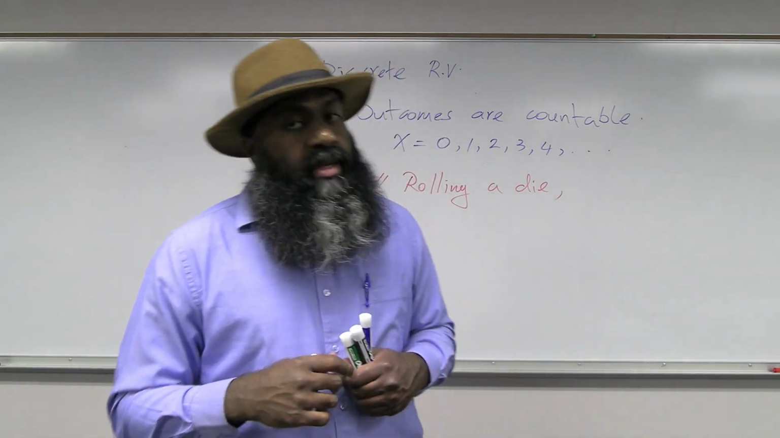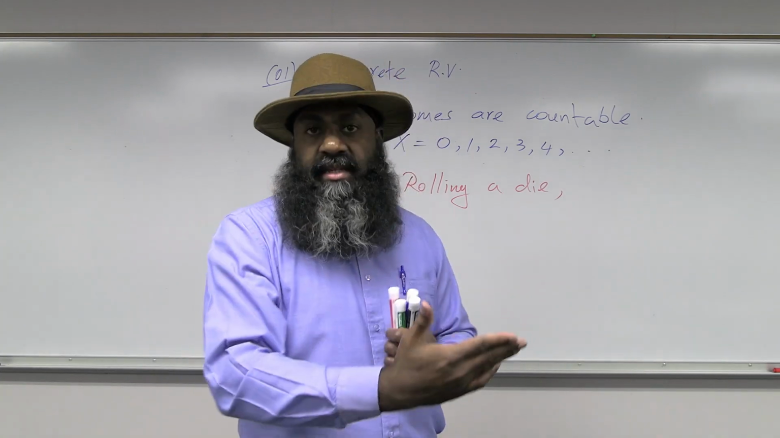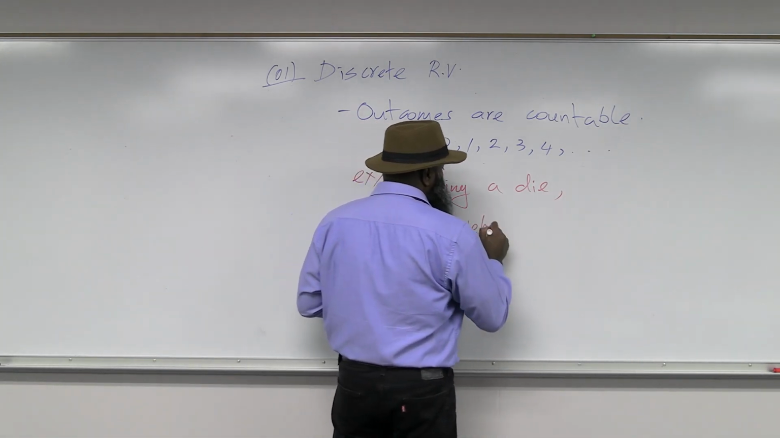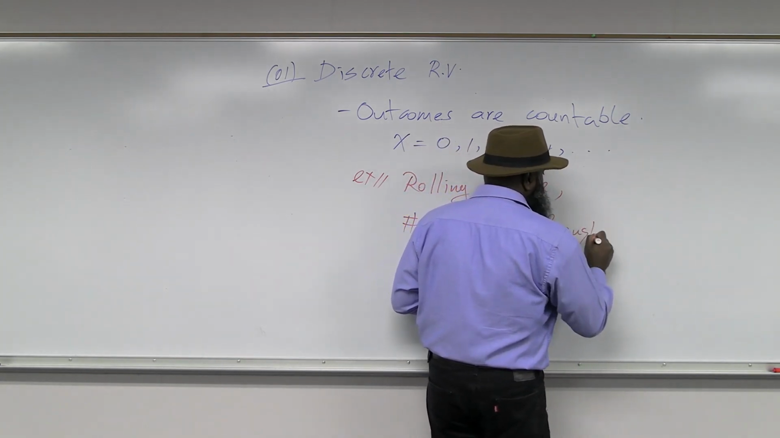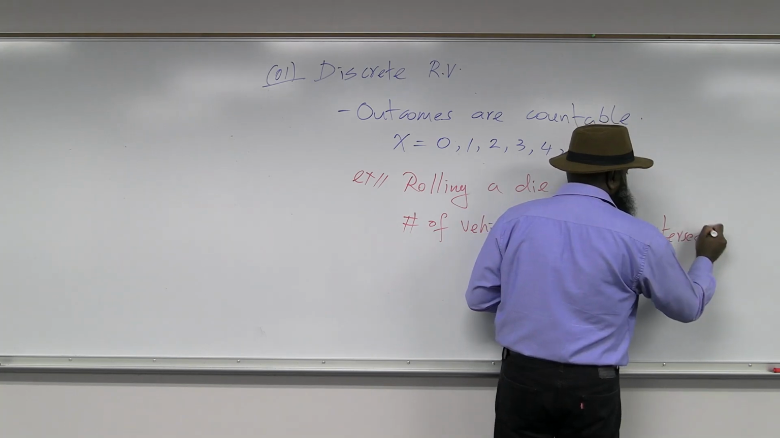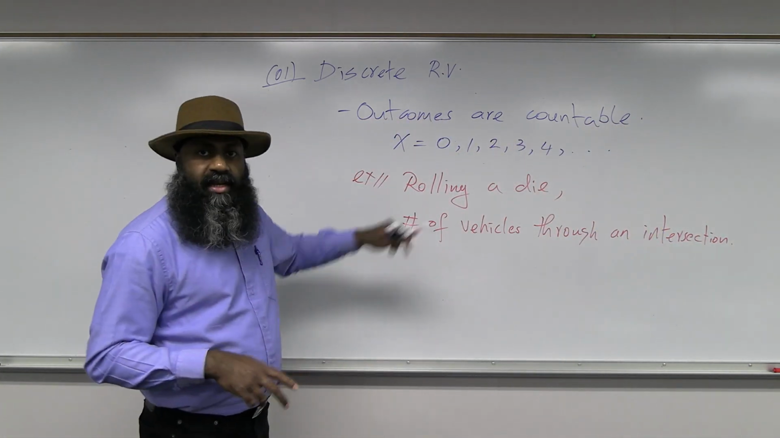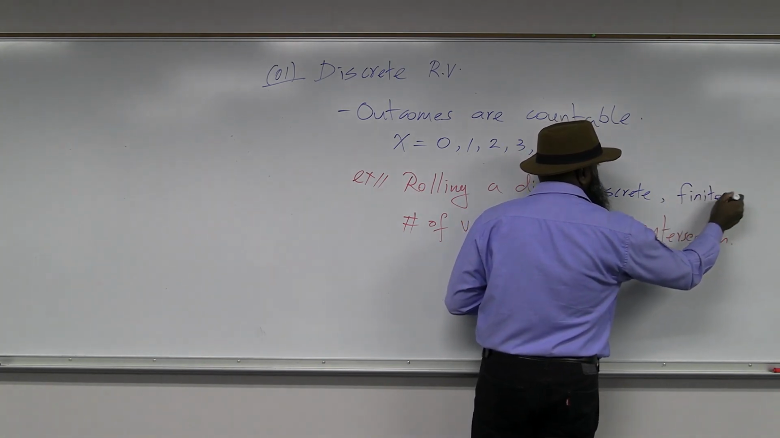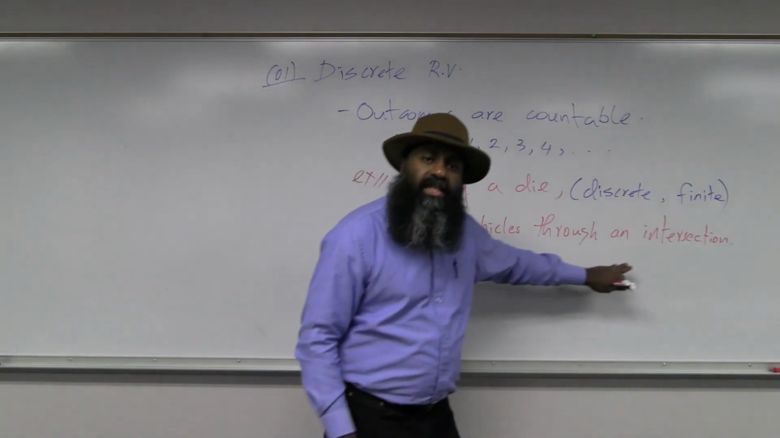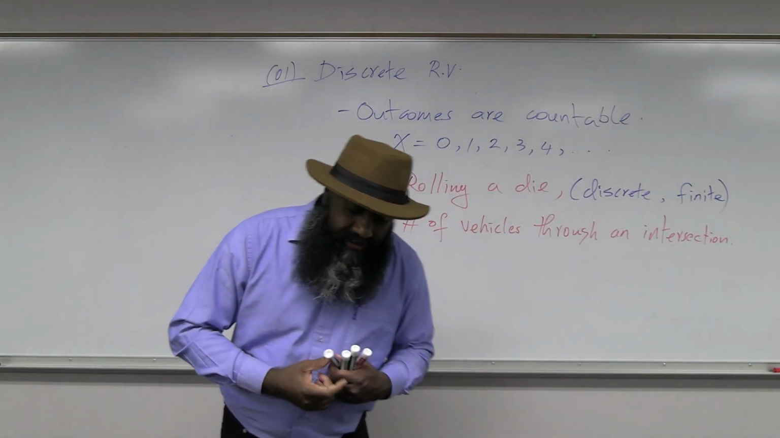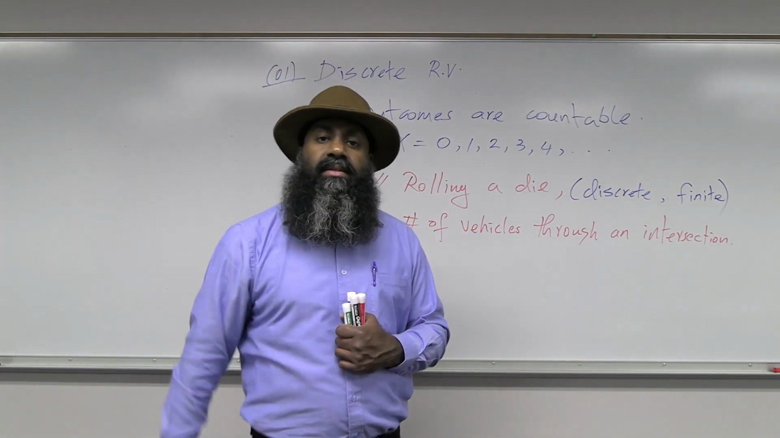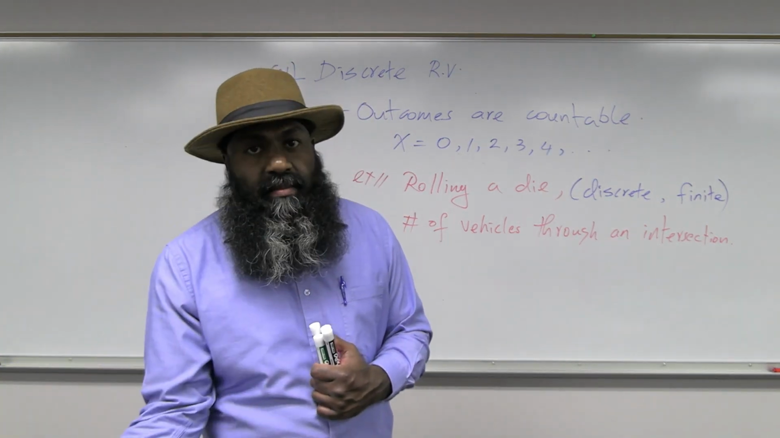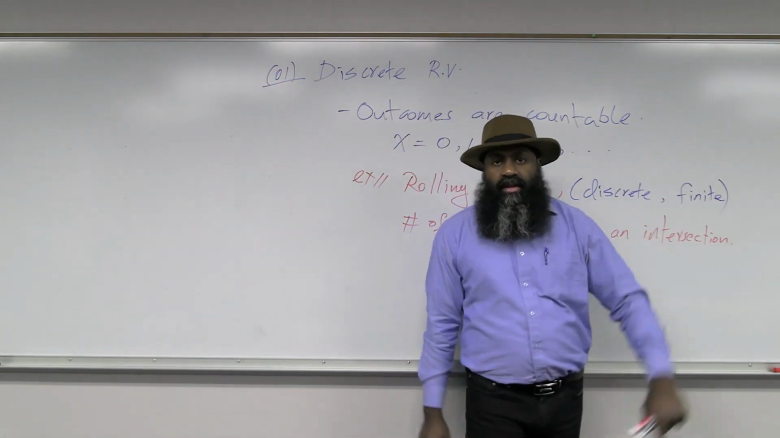And if you look at some other examples, such as the number of vehicles passing an intersection within a given day, that's also a discrete random variable. I will say number of vehicles through an intersection. Now, the first variable is discrete and finite. The second example doesn't have a specific upper limit. We cannot say there will be only up to 10 vehicles allowed through an intersection. Even though it will be a finite upper limit, the upper limit is not fixed. So it can be considered an infinite upper limit.